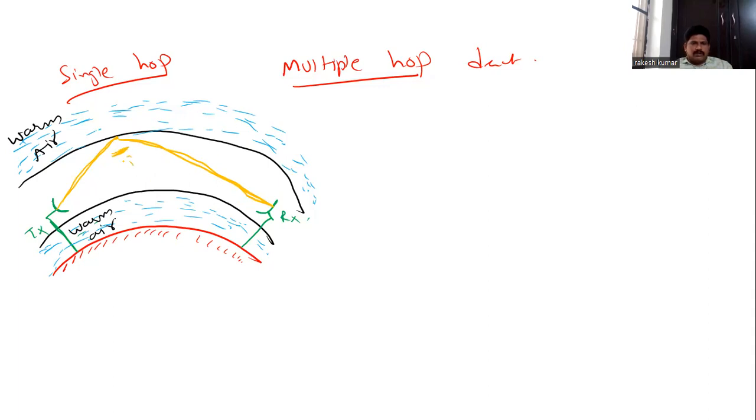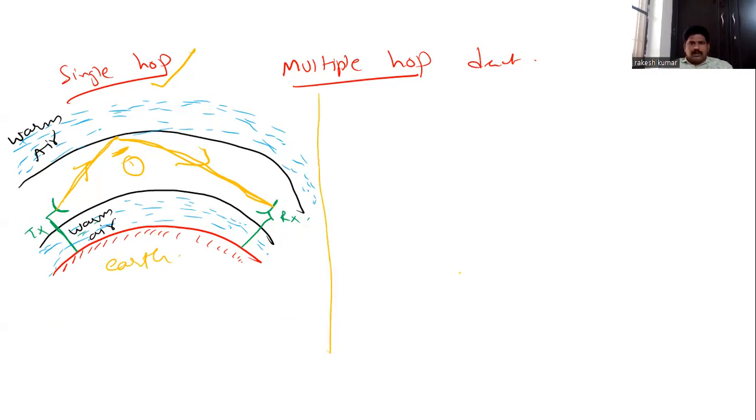Okay. So similarly, how many times is the reflection taking place? Here the reflection takes place only one time. So this is called single hop duct propagation. So let us take multi-hop duct propagation.